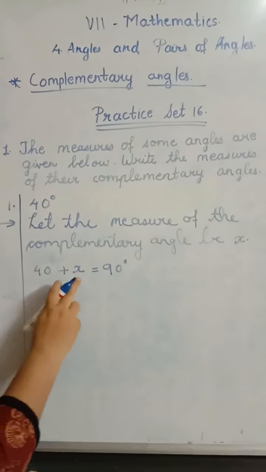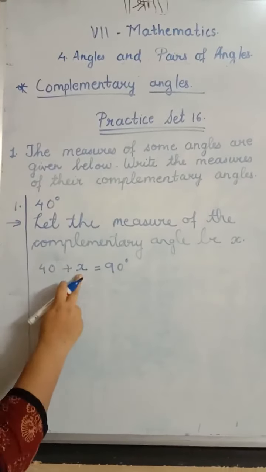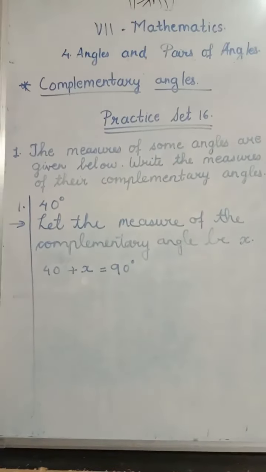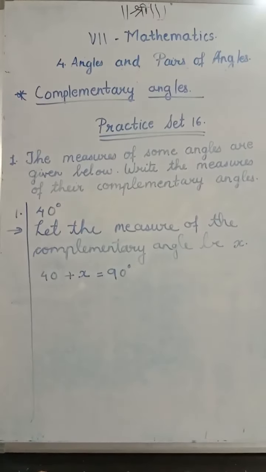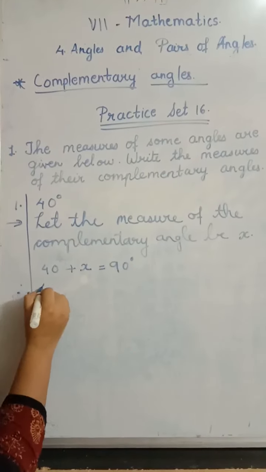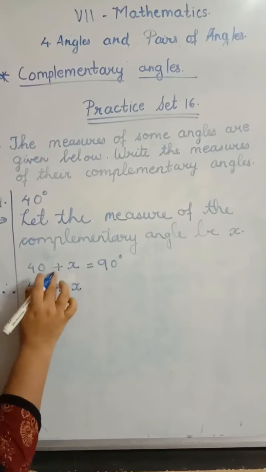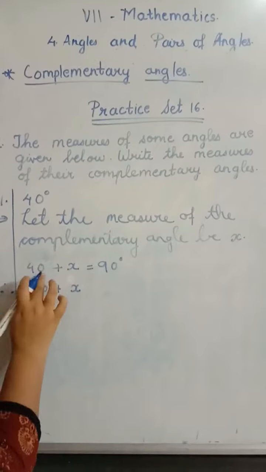Now we want to find the x value. Solve the equation, as we have done in the previous class. With x what do we have? 40. So what is the opposite of positive 40? Negative 40. Therefore, first we will write LHS as it is. This is LHS, this is RHS. So 40 plus x.